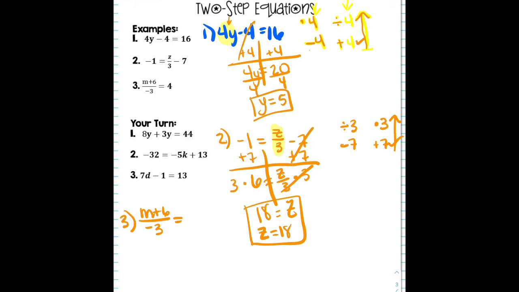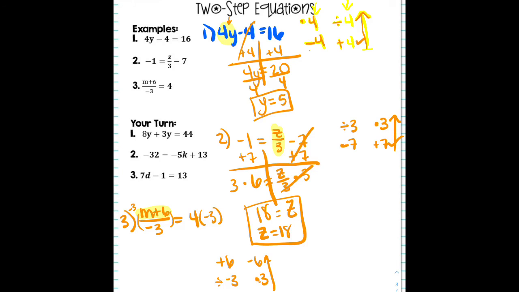Okay, m plus 6 divided by negative 3 equals 4. So the first thing I'm doing to m, the most immediate thing I'm doing to m is right here. Okay, so first I'm adding 6 to it, then I'm dividing it by negative 3. So the inverse operation of division is multiplication. We're multiplying it by negative 3. And then the inverse operation of addition is subtraction. And I want to do these from the bottom up.